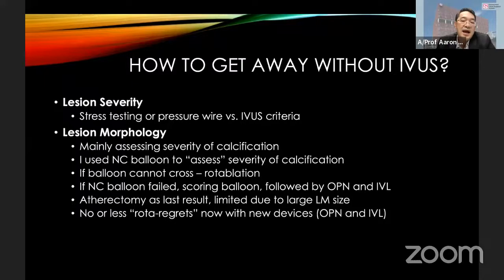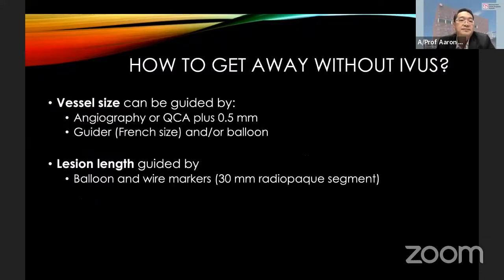Atherectomy, I will use as a last resort, limited due to the large left main size, except for maybe the orbital, which may be helpful in the left main cases. So nowadays, there's less rotary atherectomy with new devices, especially the OPN and the IVL.